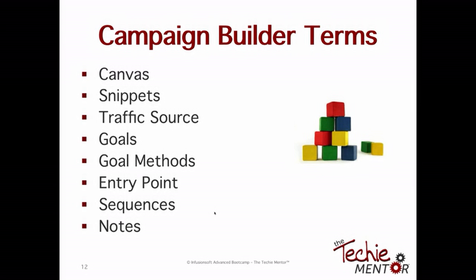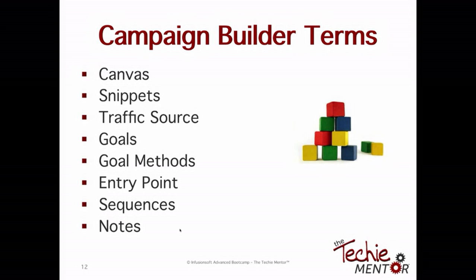Okay, so we're going to walk through some of these terms, and then we're going to dive in and start looking at the campaign builder. You have a canvas, and you have what are called snippets. The canvas is where you do the work in Infusionsoft. The snippets are the things that you can add to the canvas. You have traffic sources, and that's how the traffic comes into the campaign. So that's how people actually get into your sales funnel, if you will.